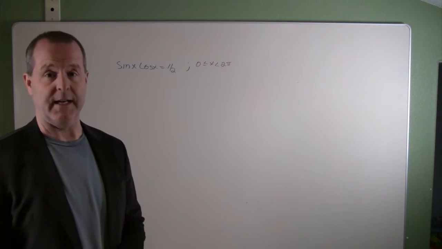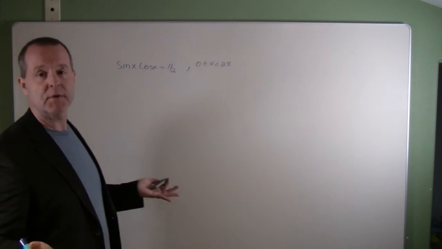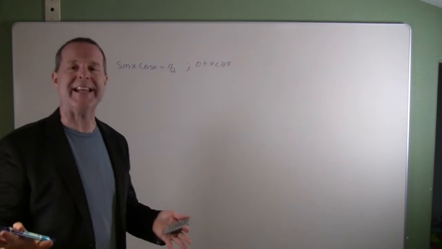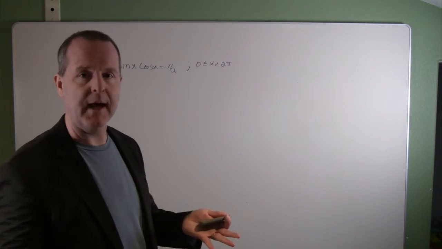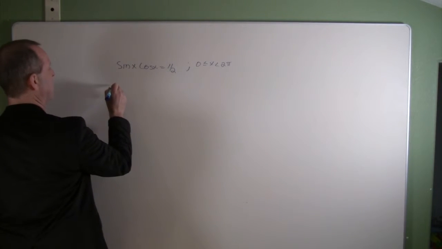Sine x cosine x equals 1/2. Let's multiply both sides by 2. I don't see anything right now that helps me out, but let's get rid of that fraction at least and see what happens. So multiply both sides by 2.